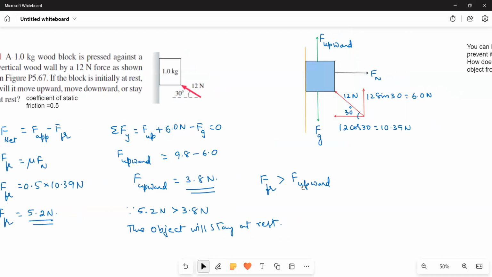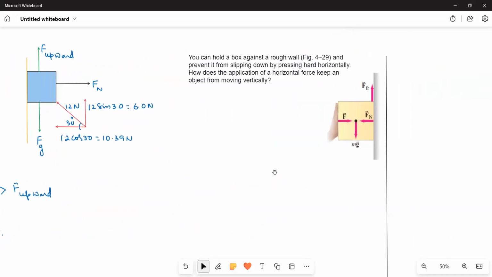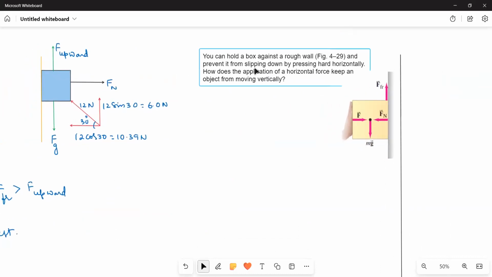Related to this, one more concept is there. Somebody is asking another question: you can hold a box against a rough wall and prevent it from slipping down by pressing hard horizontally. How does the application of a horizontal force keep an object from moving vertically? This is a beautiful question, no? Again, the same question. Here you were applying the force at an angle, but here you are pressing directly against the wall. So what are the forces acting? Applied force, normal force, weight, and friction.